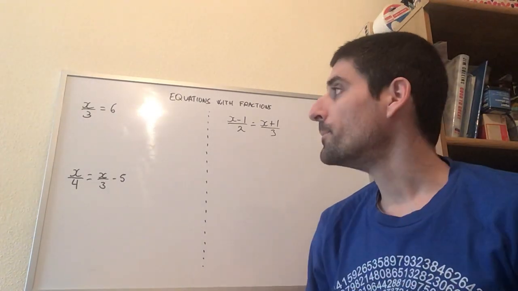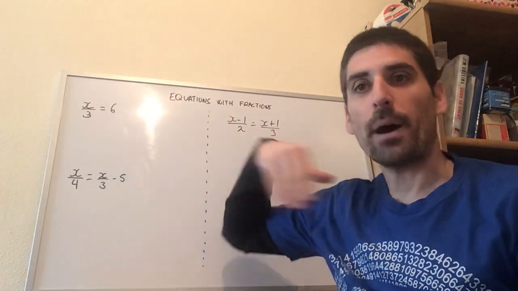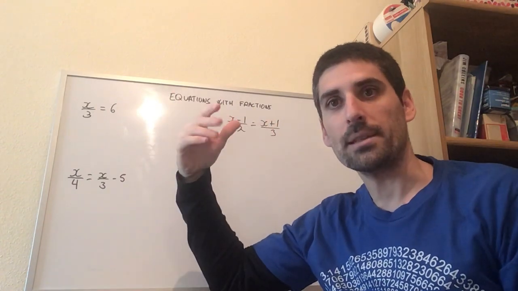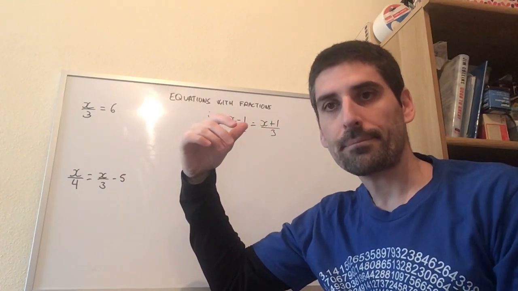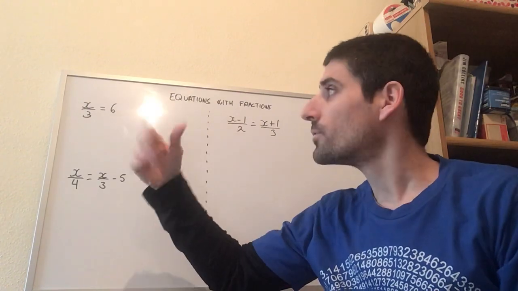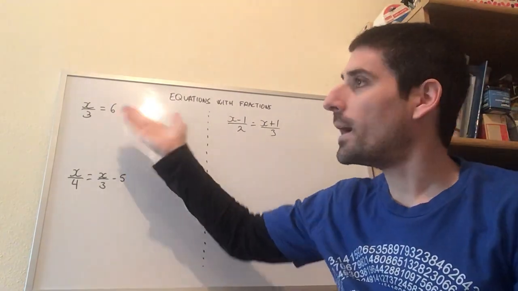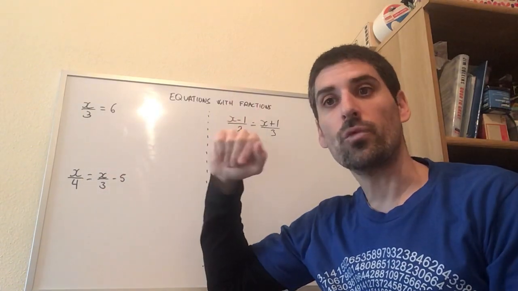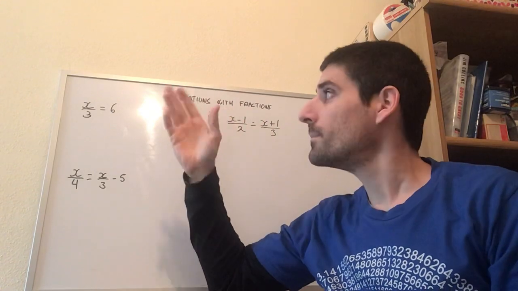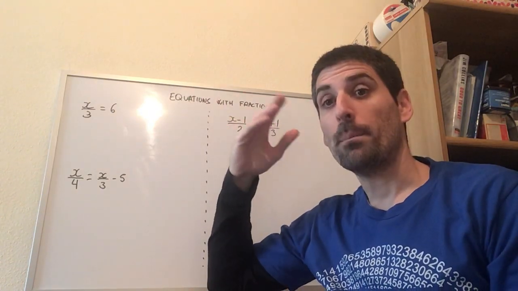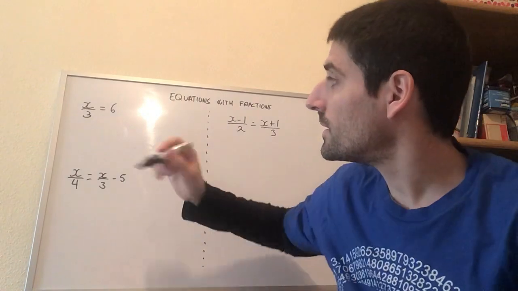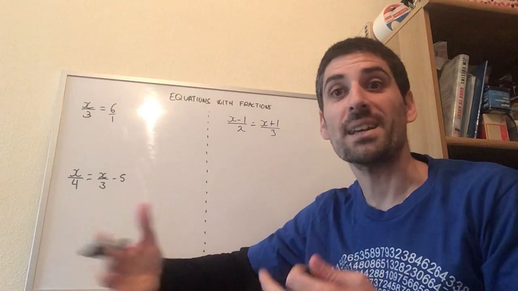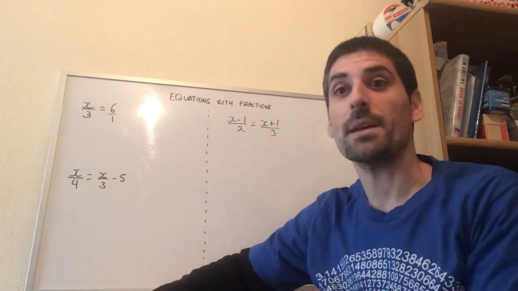All right, so this is very basic, but I just want to introduce the concept and show you what the thinking is behind solving equations with fractions. So first of all, here, contrary to what you might think, I actually have two fractions. One of them is x over 3, but the other fraction is actually 6 over 1, because 6 and 6 over 1 are exactly the same thing.